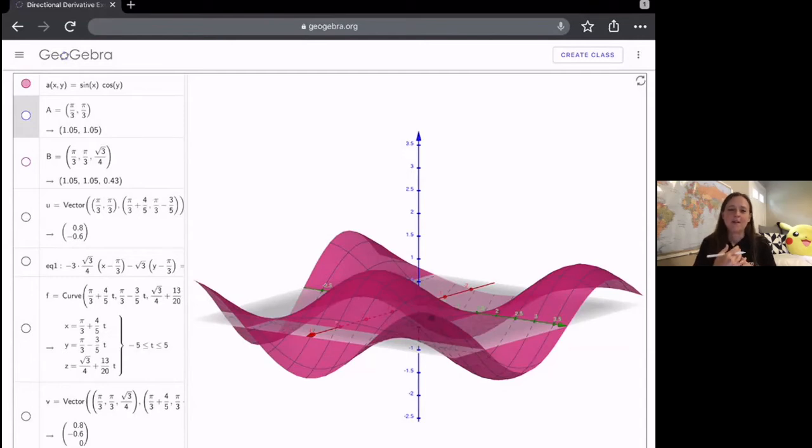Today, we are finally going to find the equation of a tangent line to a surface. It only took us till November to get here, but better late than never. All right, so we've got our function here. We did this as an example in section 12.6, sine x times cosine y.